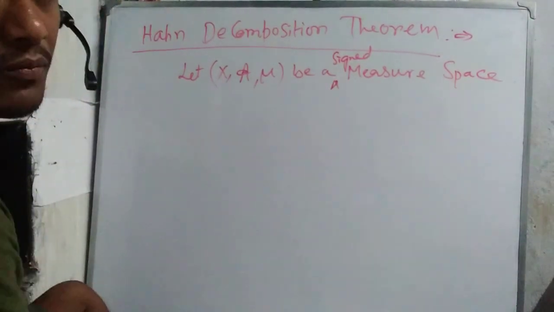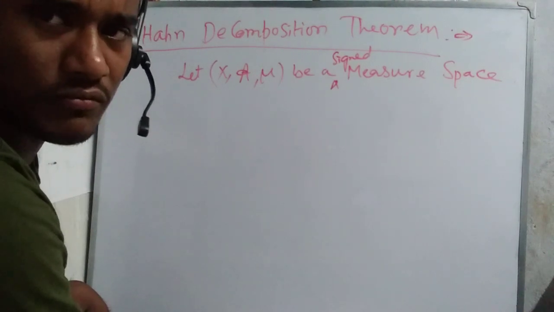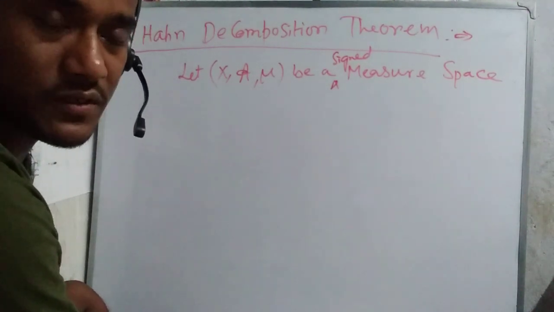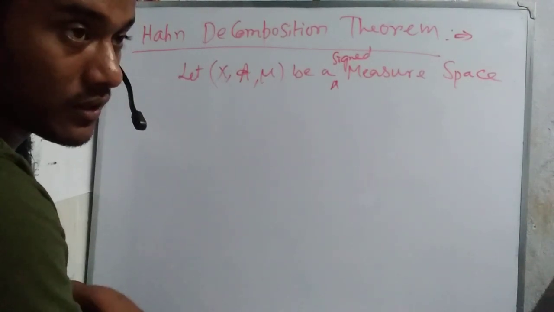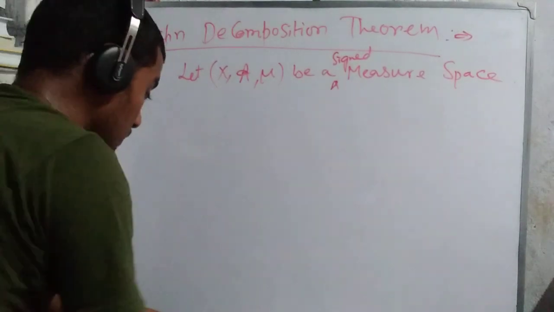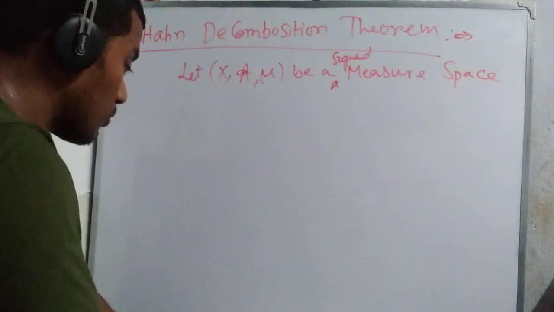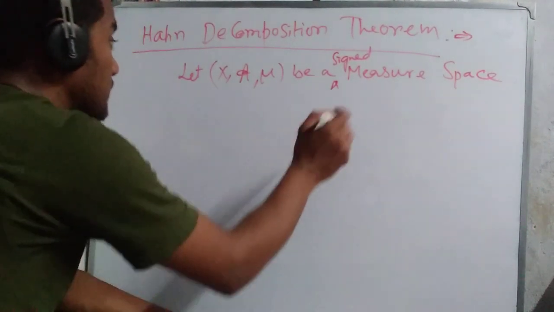We wrote something wrong, but please correct it. This one obviously belongs to a signed measure space (X, 𝒜, μ). That means X, the algebra, and the measure μ form a signed measure space. So now we are going to discuss that signed measure space.